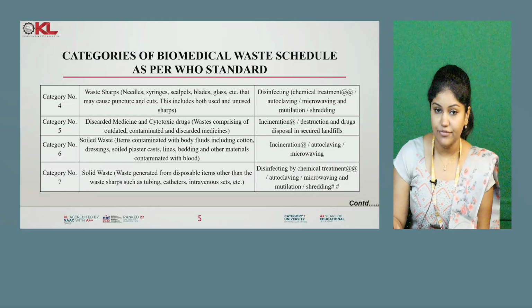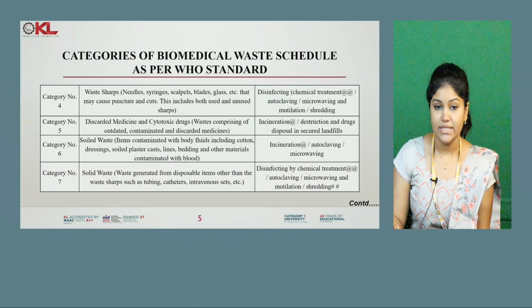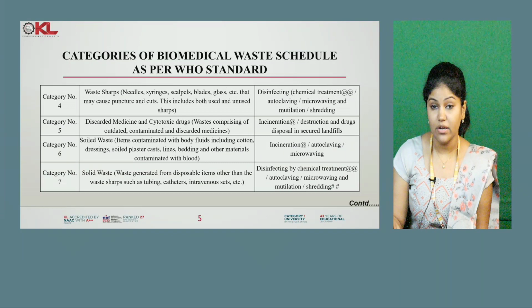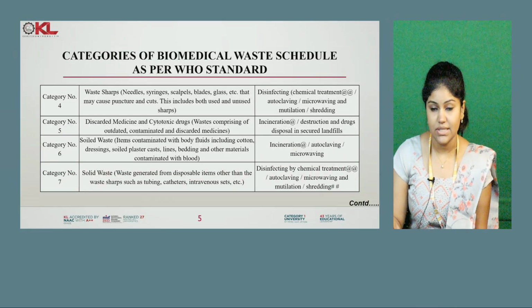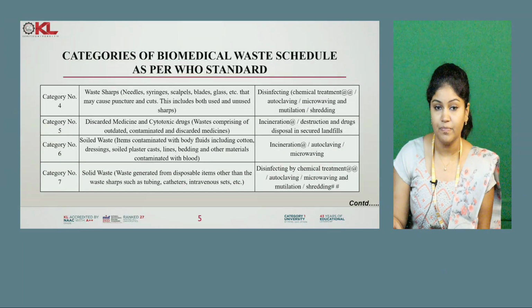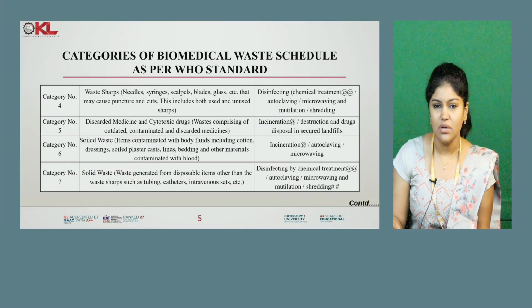In the case of category 5, it is discarded medicine or cytotoxic drugs. This will be handled using incineration, that is, destruction of the drugs, and disposal in a secured landfill. Category 6 is soiled waste. I had already explained what soiled waste is in the last class. It is the waste generated, which can be cotton or dressing waste containing pus or blood. How will we dispose of or treat it? It can be through incineration, microwaving or autoclaving.